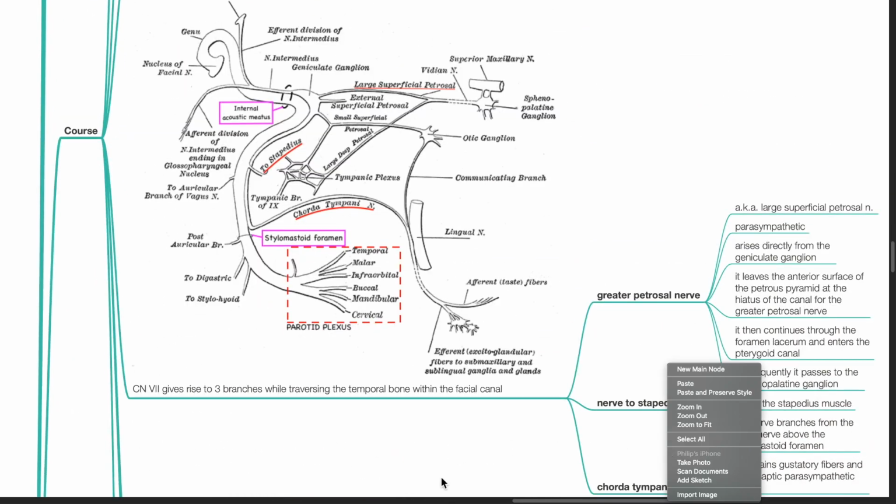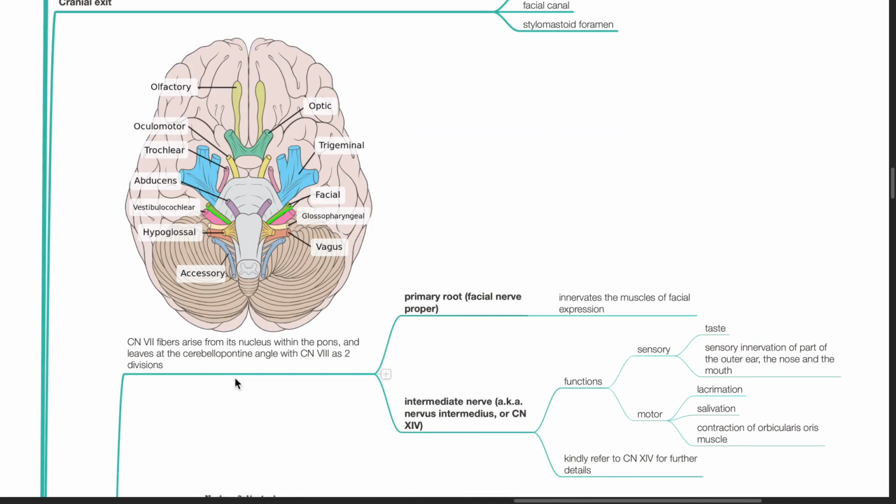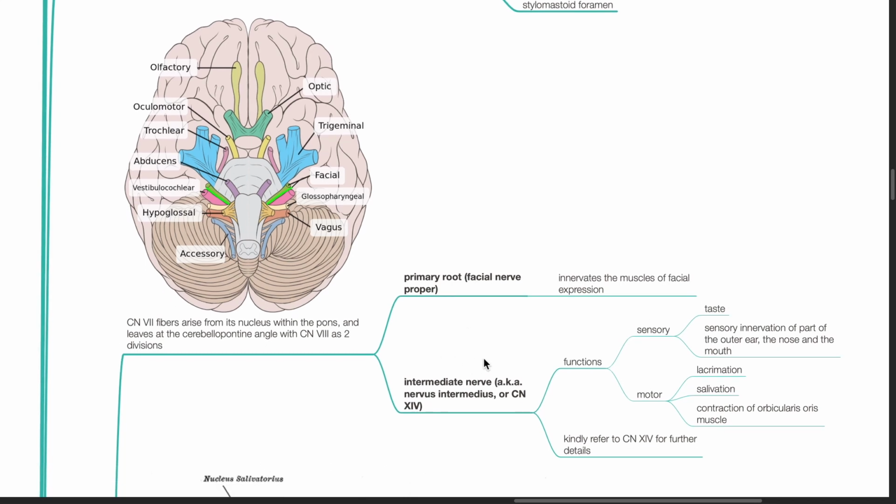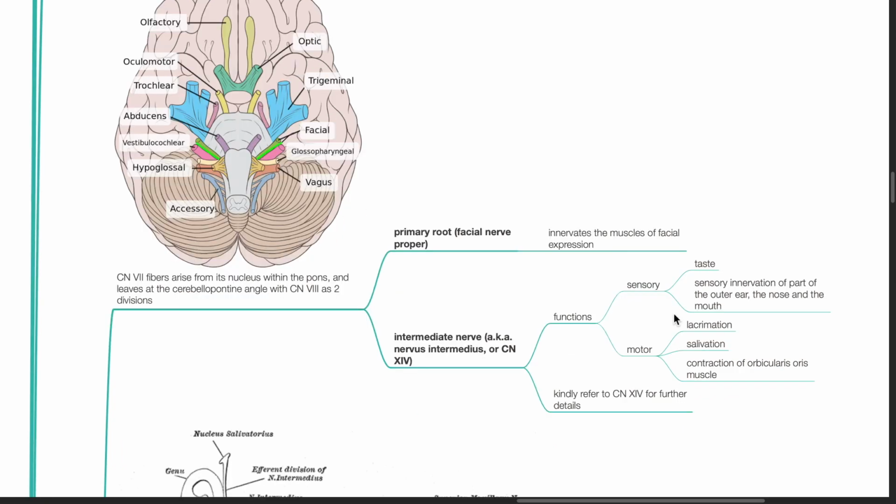Course of cranial nerve 7. Cranial nerve 7 fibers arise from its nucleus within the pons and leave at the cerebellopontine angle, with cranial nerve 8, as two divisions: the primary root or facial nerve proper, which innervates the muscles of facial expression, and the intermediate nerve, also known as nervus intermedius. It provides sensory innervation for taste and sensory innervation of part of the outer ear, the nose, and the mouth. It provides motor supply for lacrimation, salivation, and contraction of the orbicularis oris muscle.